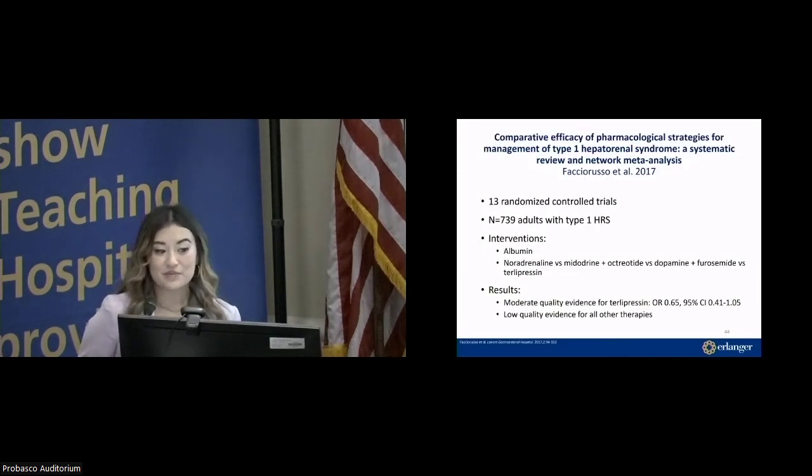In a systematic review or meta-analysis examining patients who had type 1 HRS, norepinephrine versus midodrine and octreotide versus terlipressin was observed. Ultimately, there was moderate quality evidence listed for terlipressin, but low quality evidence for all other therapies. This was beneficial because it did include a large sample size of patients.